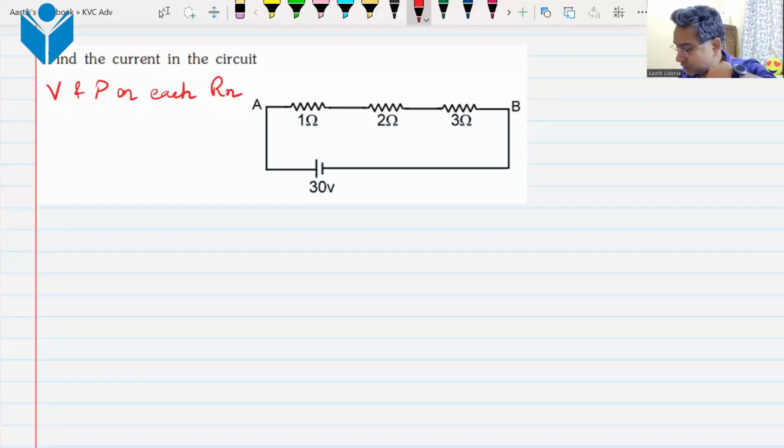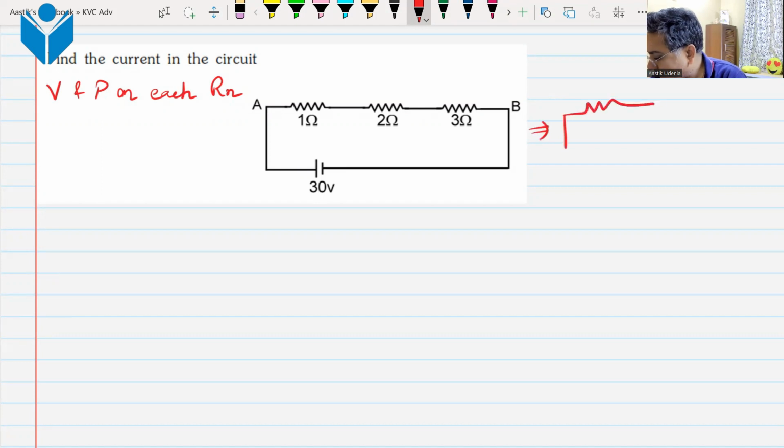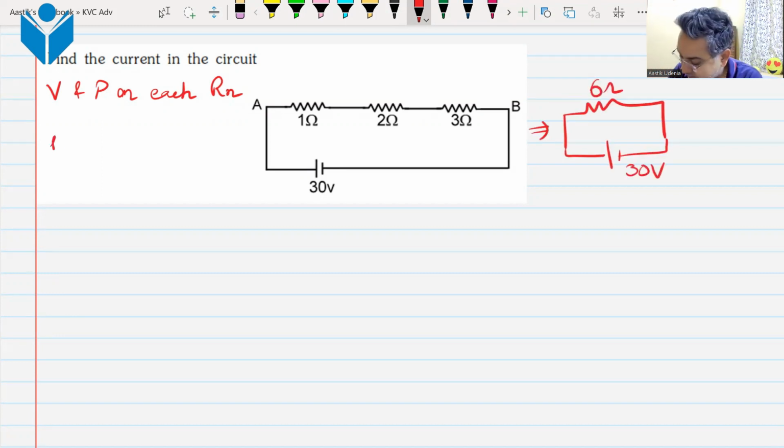So how are we supposed to do this? First of all, we can find out the equivalent resistance. What is the equivalent resistance of this? 6, sir. This is a 30-volt battery, so this will be 6 ohms. So you can now find out the current which is flowing in the circuit. V is equal to IR. The current will be 5 amperes. Yes or no? Yes, sir.